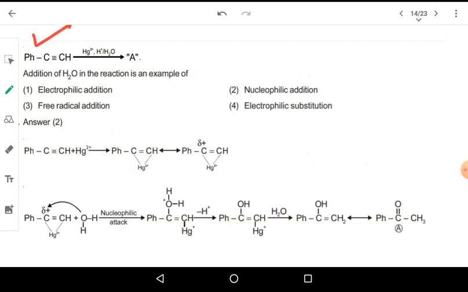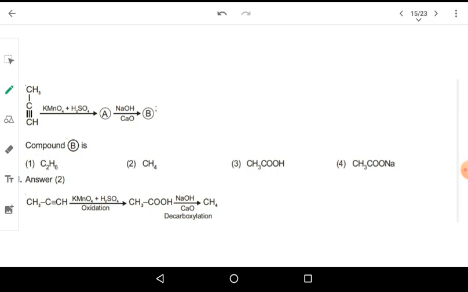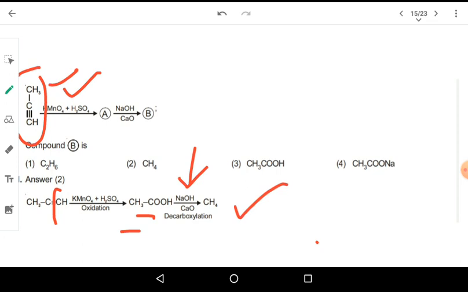We have this compound, we have to add this. What is the example? It is an example of nucleophilic addition. This is a rare case where we have nucleophilic addition, so we have to study this. It's important. Now this is a question based on Kolb's electrolysis and also decarboxylation. We have acetylene, sorry, not Kolb's electrolysis, it is based on KMnO4. So on oxidation, this bond is going to cleave and we will be getting acetic acid, and this acetic acid is now undergoing decarboxylation, so it will give 1 carbon less, so we will get CH4.